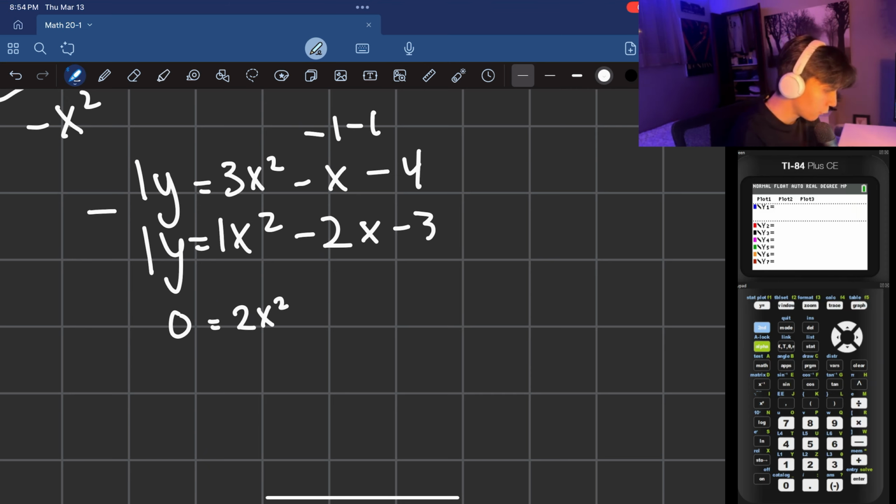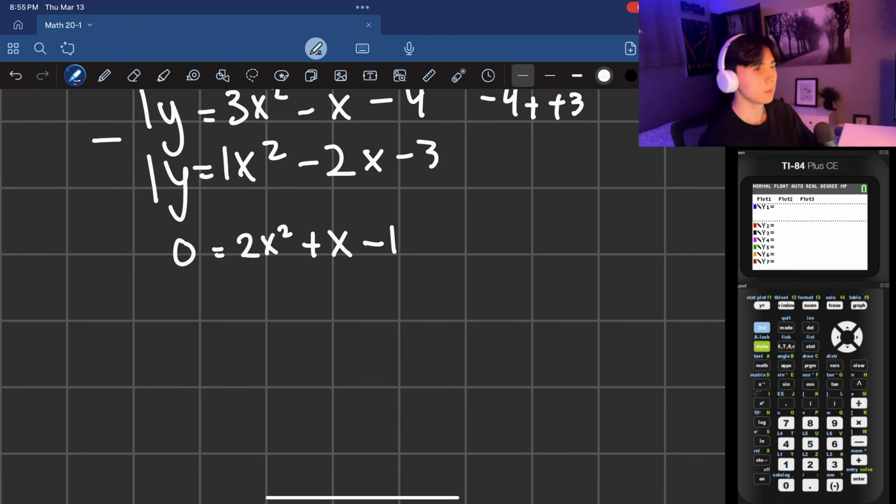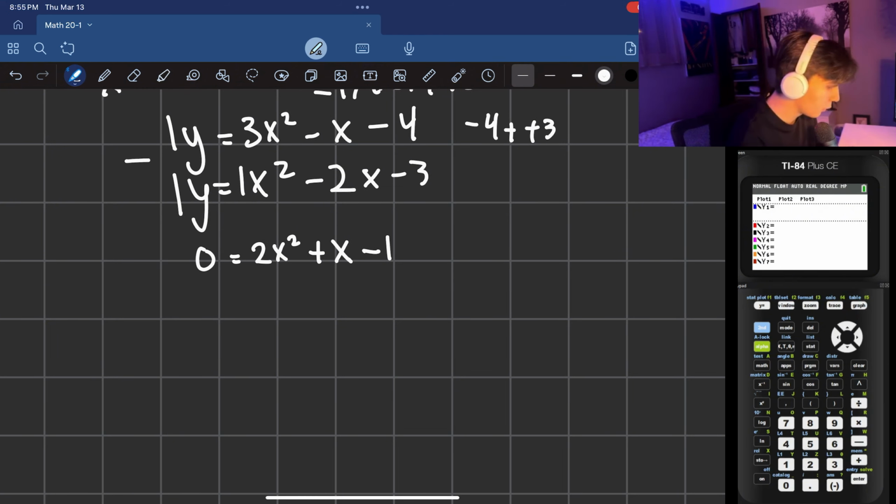And then you have negative 1 minus negative 2. Remember, these signs cancel out. And you have negative 1 plus 2, which is just going to give us positive 1. And now you have negative 4 minus negative 3. So negative 4 plus 3 gives us negative 1. So now I'm going to solve for x.